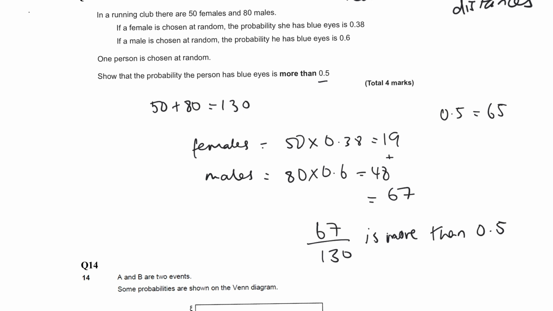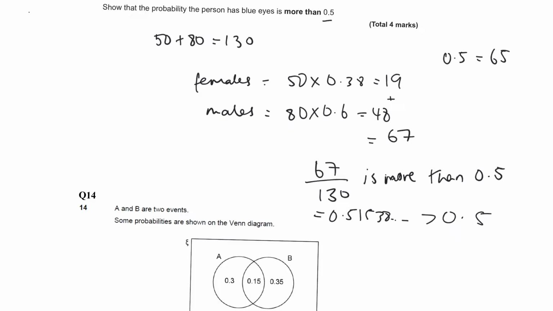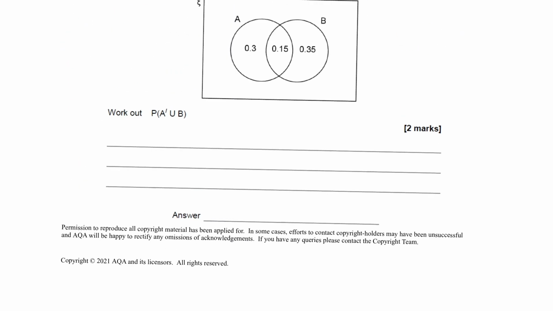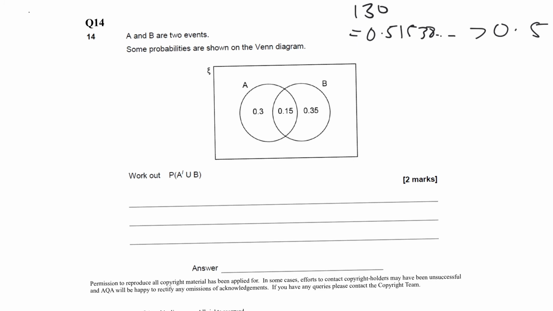Or you could actually work out 67 out of 130 as a decimal, which in your calculator, it would leave you with a really long decimal of 0.51538... So we can see that that is more than 0.5. So therefore, that's showing that. Then this is the last question. The last question is a Venn diagram. So it says that A and B are two events, and it says some probabilities are shown on the Venn diagram. It wants us to work out the probability of not A or B.